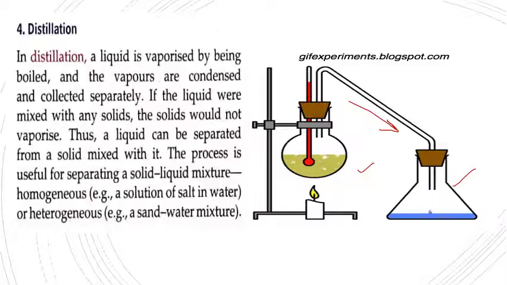If the liquid were mixed with any solids, the solids would not vaporize. We know that solids do not vaporize, right? Thus, a liquid can be separated from a solid mixed with it. The process is useful for separating a solid-liquid mixture, homogeneous, for example a solution of salt in water, or heterogeneous, for example a sand-water mixture. So distillation can be used for both of these.